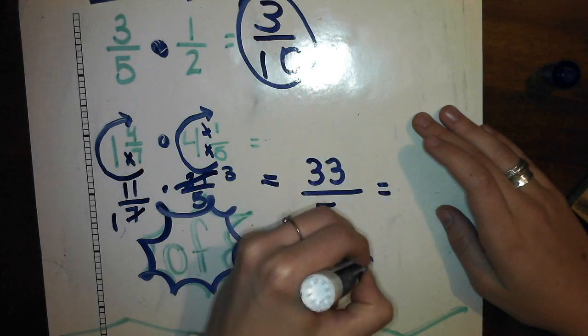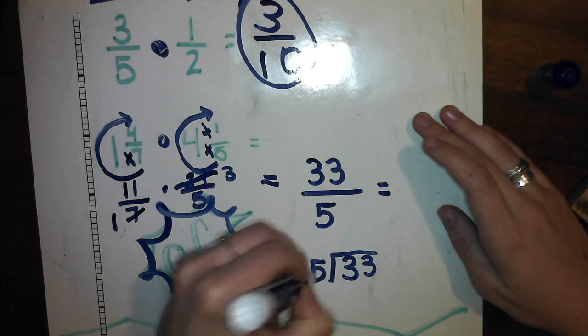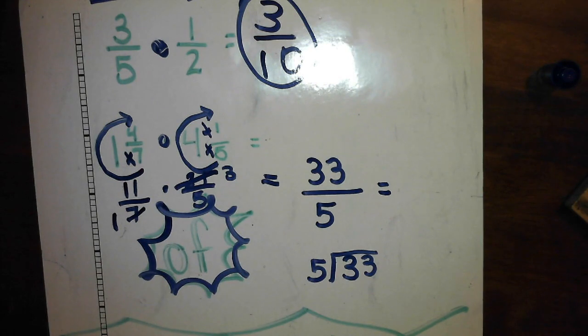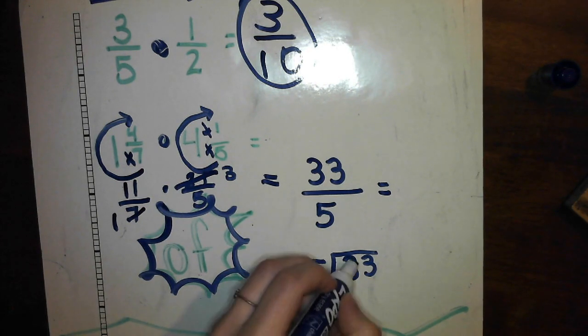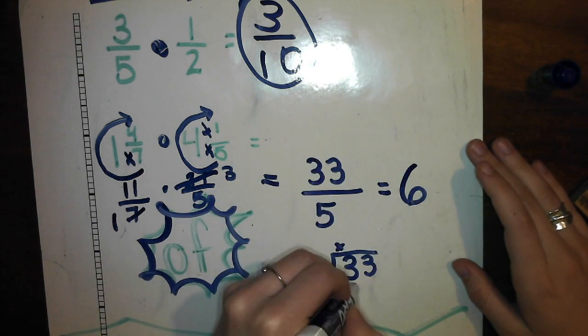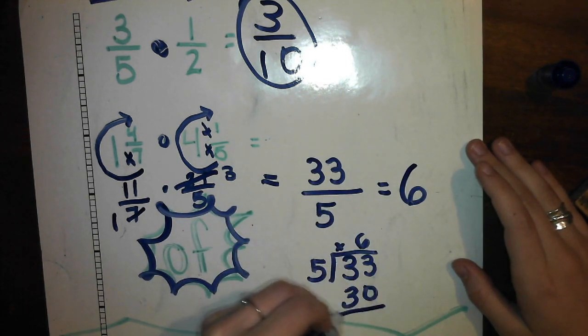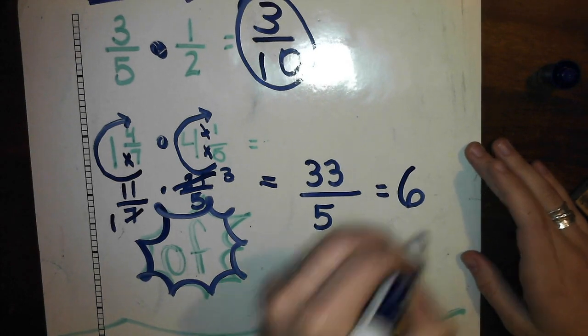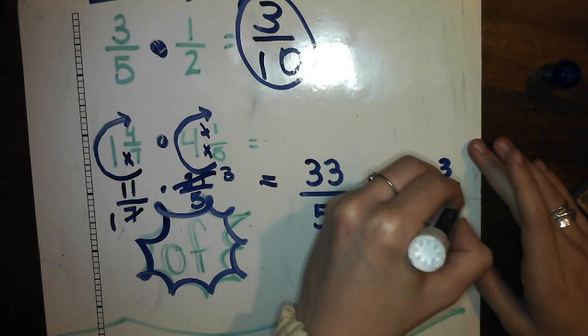Now you either have to do 33 divided by 5, or count how many times 5 can go into 33. 5 can go into 33 6 times, which gets us to 30. We have 3 left. So we have 6, and then we have 3/5 left.